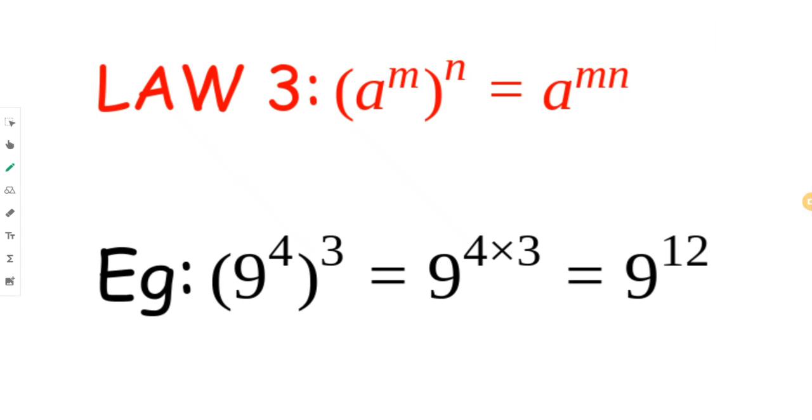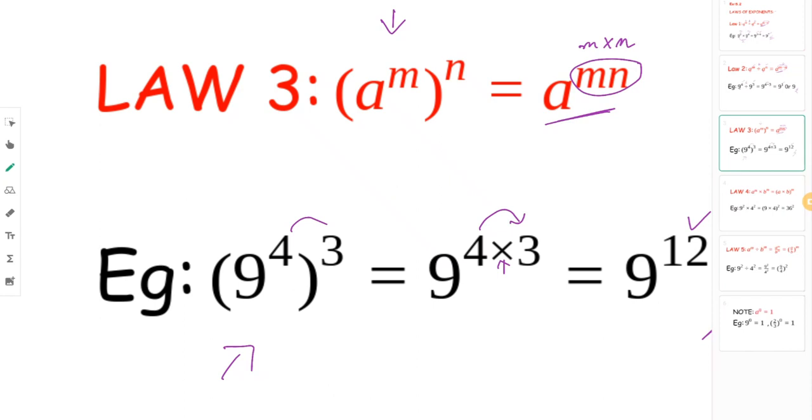Law 3. So how do you read this? You will read this as a to the power m, to the power n. We just have to write it simply as a to the power mn, that means m multiplied by n. So let's do an example. You can see here 9 to the power 4 to the power 3, and like I said, we have to multiply the powers. So 4 into 3 is 12.